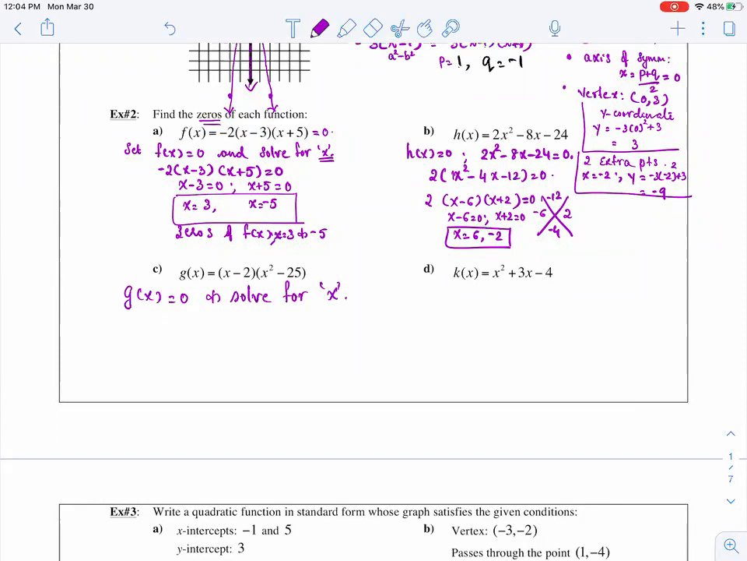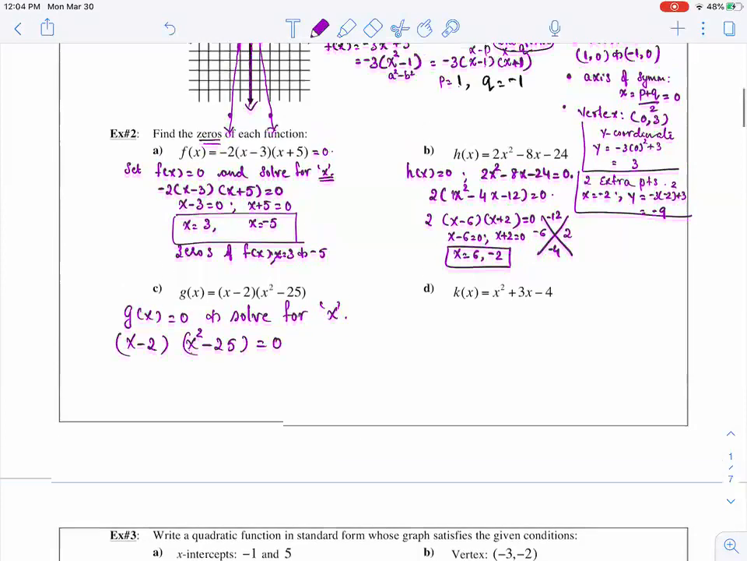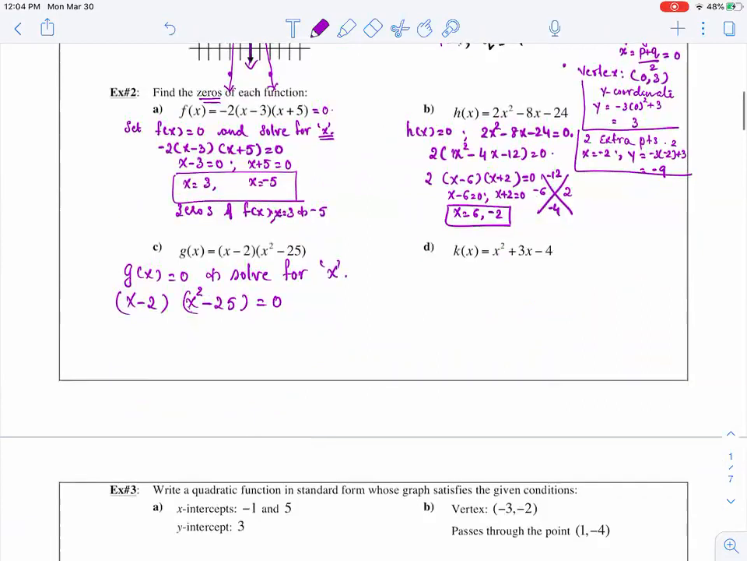Okay, let's see this. Okay, so g of x in this problem is x minus 2 times x squared minus 25 is equal to 0. Okay, this looks like the zero product property. But before that, look at this x squared minus 25. We can factor it further. Does it look like any special product, anyone? It can become x minus 5 and x plus 5. Good job, Jasmine. That's the difference of two squares.